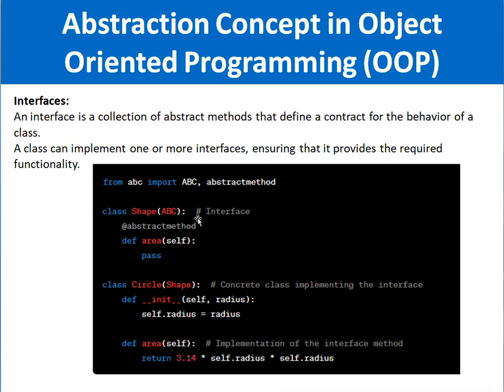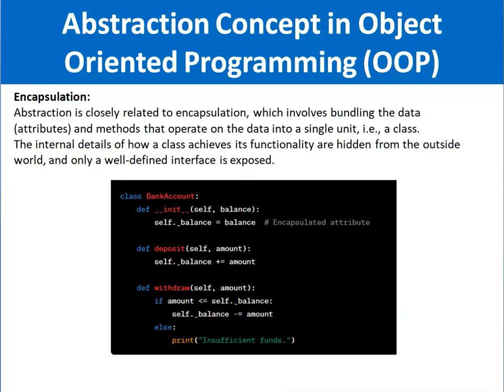So this is the concept of interface. Again see here, friend, this is the interface. Shape here is the interface which has an abstract method of area which doesn't have any definition. This circle class, which is implementing the interface of this shape, defines the method of area here.